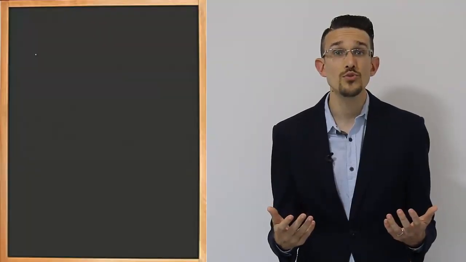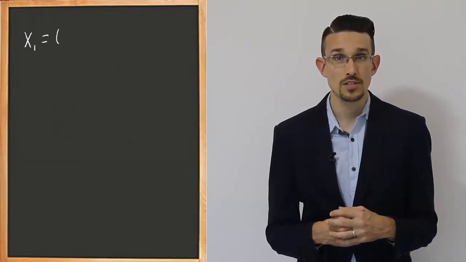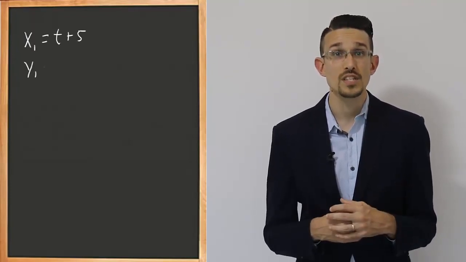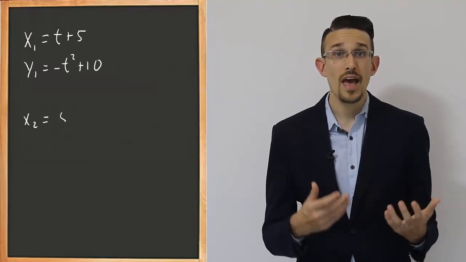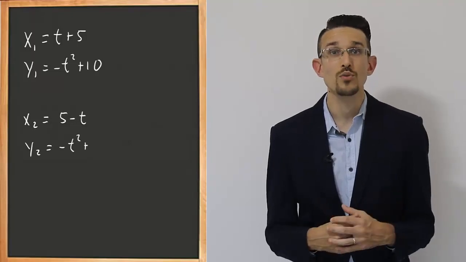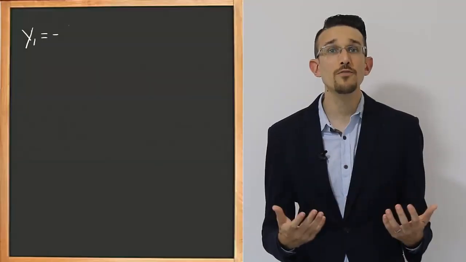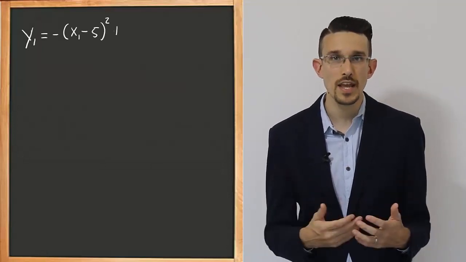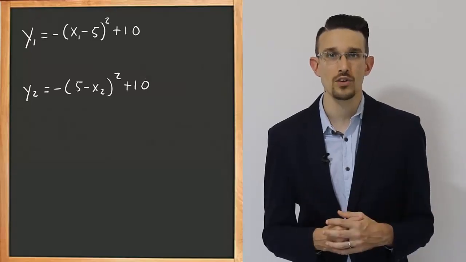Consider the following two parametric equations. First, x1 equals t plus 5, and y1 equals negative t squared plus 10. And the second one, x2 equals 5 minus t, and y2 equals negative t squared plus 10. If we convert these parametric equations to their rectangular form, you see that the equations end up being essentially identical. You can see that in the rectangular system, these two graphs are identical.